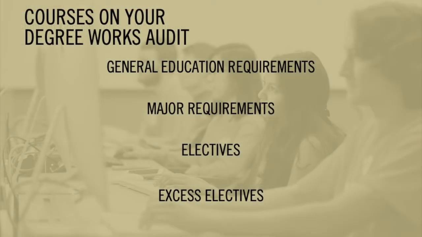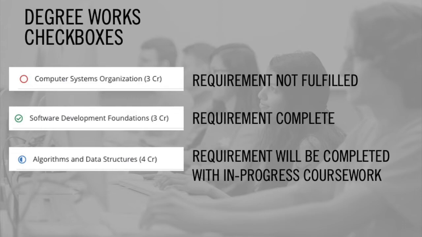Typically, a course will either apply to a general education or major requirement, serve as an elective, or be categorized as an excess elective. If a course is listed as an excess elective, it is not fulfilling any requirement necessary for you to graduate, but it might be fun. A green check mark indicates that you have successfully completed a course that fulfills the requirement. A blue tilde indicates that the requirement will be fulfilled if you successfully complete in-progress coursework.